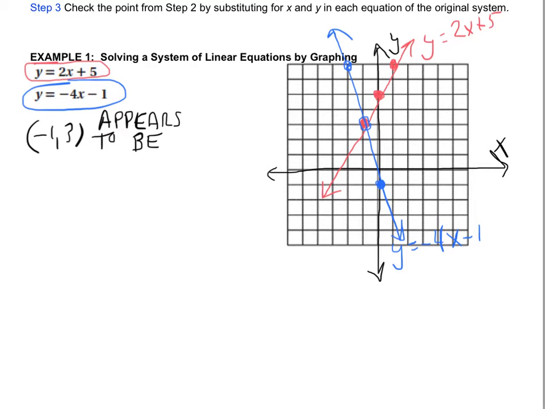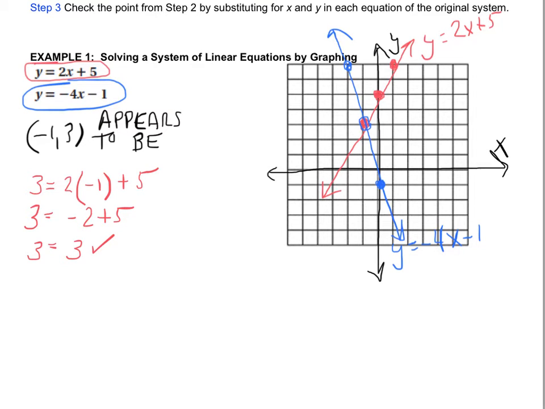I'll again do the red one first. So I'm going to replace y equals 2x plus 5 with the negative 1, 3, and be careful that you're plugging them into the right locations. And then I'm going to follow through with regular PEMDAS because I have all numbers. I get negative 2 plus 5, and 3 equals 3, so it works for the first one.